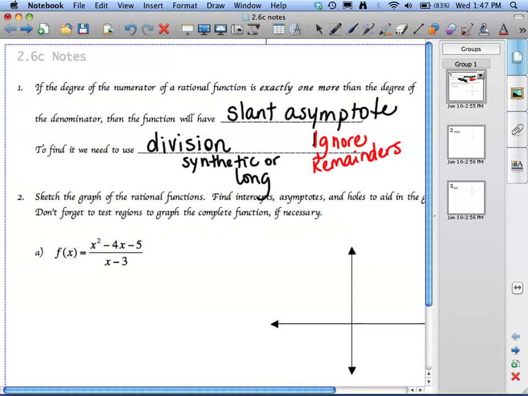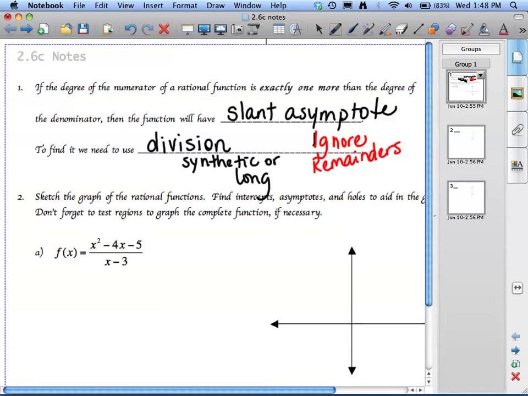Advanced Pre-Cal learns what happens if the numerator is 2 more than the denominator. So if it's 1 more than the denominator, we get a linear slant asymptote. What do you think we get if it's 2 more? A parabola, a quadratic. If it's 3 more, there'd be a cubic. We are only doing linear slant asymptotes. I expect you to find vertical asymptotes, horizontal, and slant. Those are the only 3 kinds.